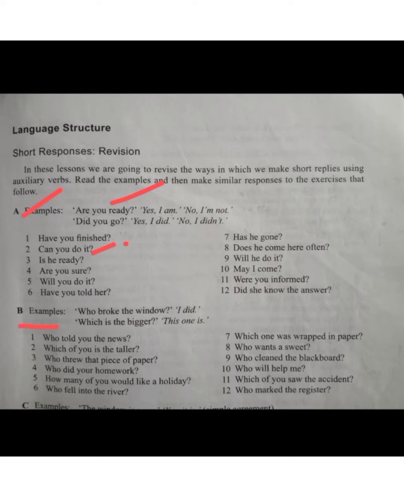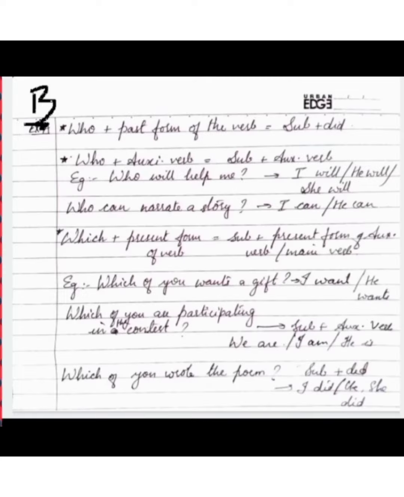In these types of questions, children, keep in mind that when the question starts with who, and it is who plus the past form of the verb, you have to respond in did form. Okay, see, like this: who plus past form of the verb, then the response will be in the form of subject plus did. And if it is in a present form, the response will be in the form of subject plus the present form of the auxiliary verb or main verb.